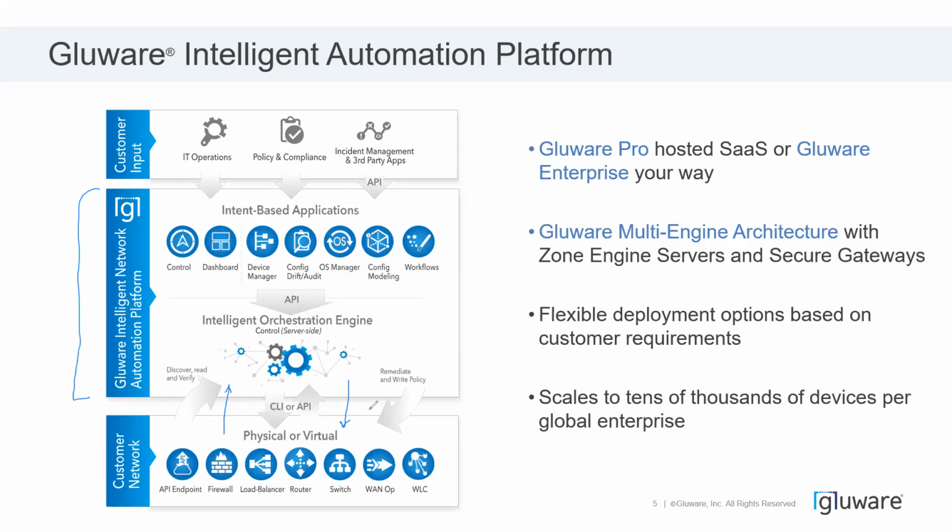So this flexibility in this adapter layer allows us to automate over 30 different network operating systems across routers and switches and load balancers and WAN optimizers, wireless LAN controllers.